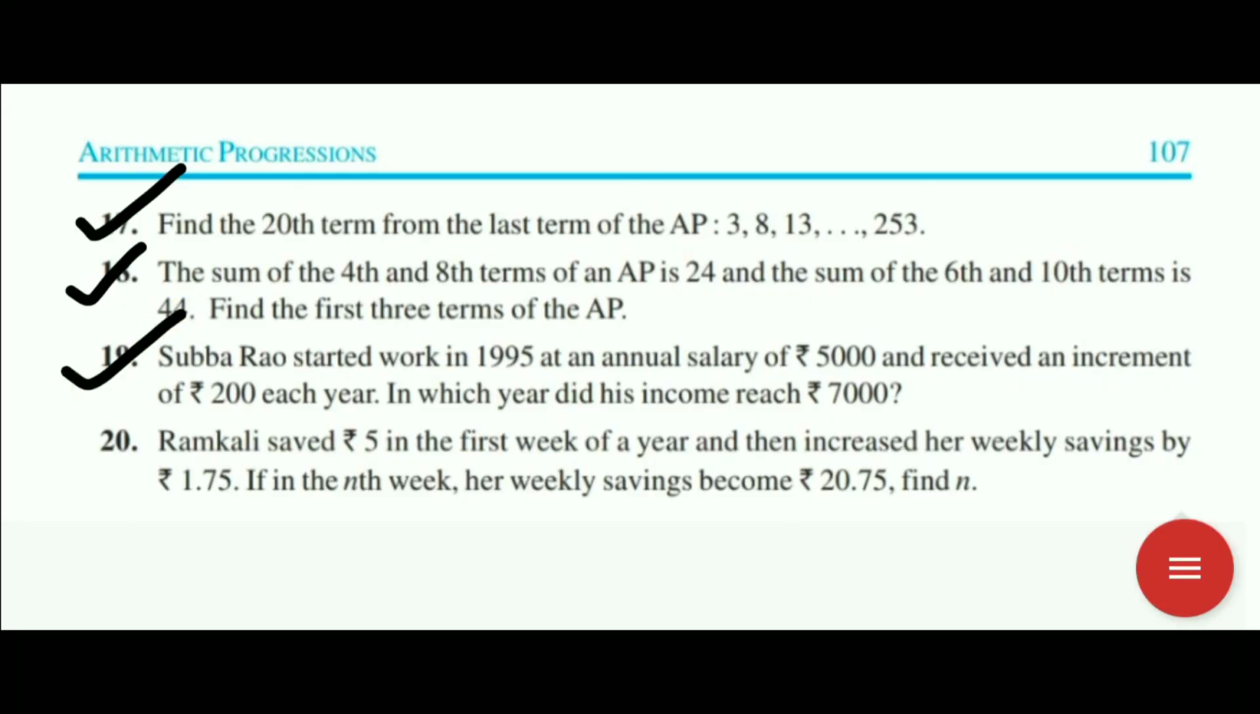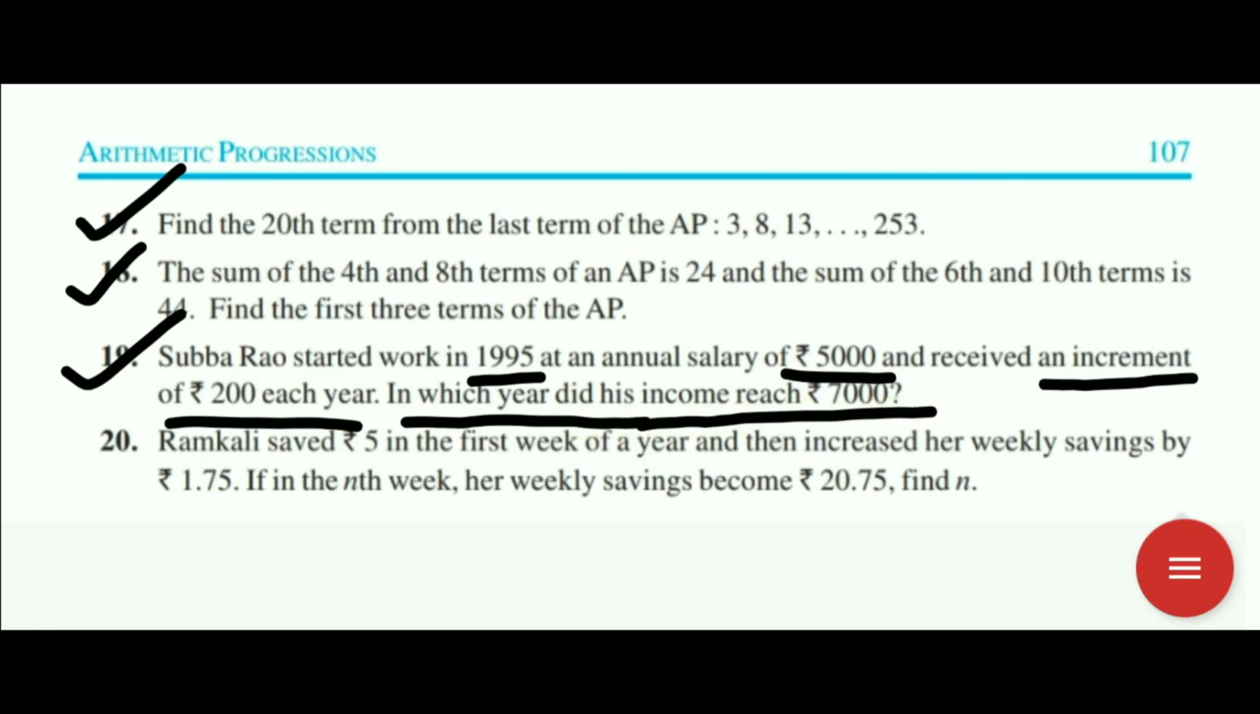Come to the 19th one. Subba Rao started work in 1995 at an annual salary of rupees 5,000 and received an increment. Increment means what? Increase. Okay. Increment of rupees 200 each year. In which year did his income reach 7,000? So this is a form of AP because his salary started at 5,000. That means the first term is 5,000 and he got an increment of 200, means your common difference is 200. And we need to find which year he got 7,000. That means you can take 7,000 as an value and you need to find the value of n. Okay, we will do this one.